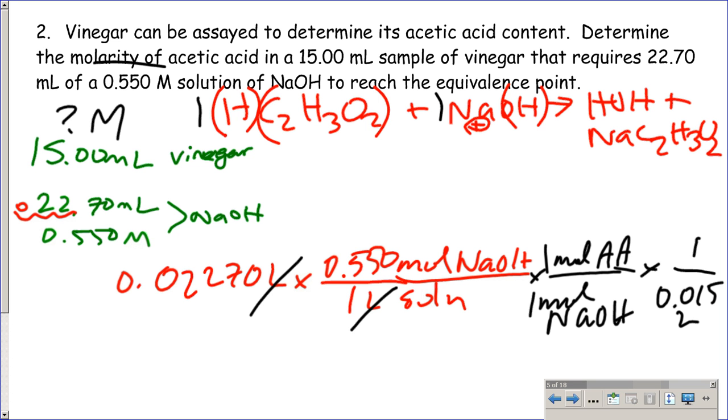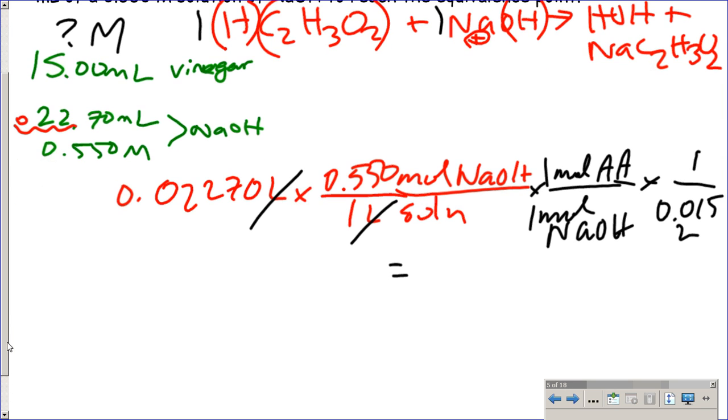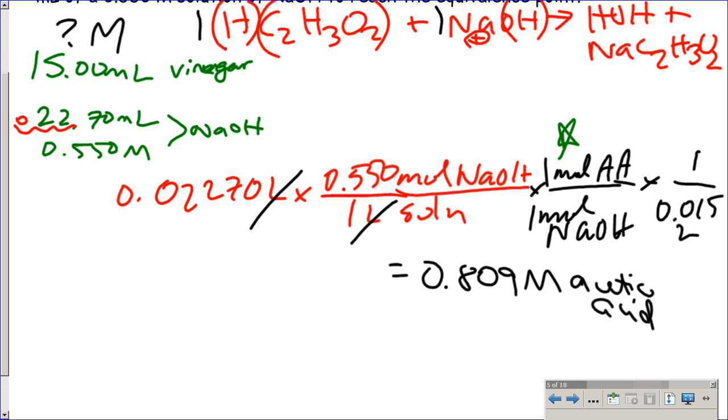So this will give us a number such as 0.809 molar acetic acid. And it would work out exactly the same way if you're doing M1V1 equals M2V2. It's just this is the part right here that sometimes is important. If it's not a 1-to-1 mole ratio, the M1V1 will not work.